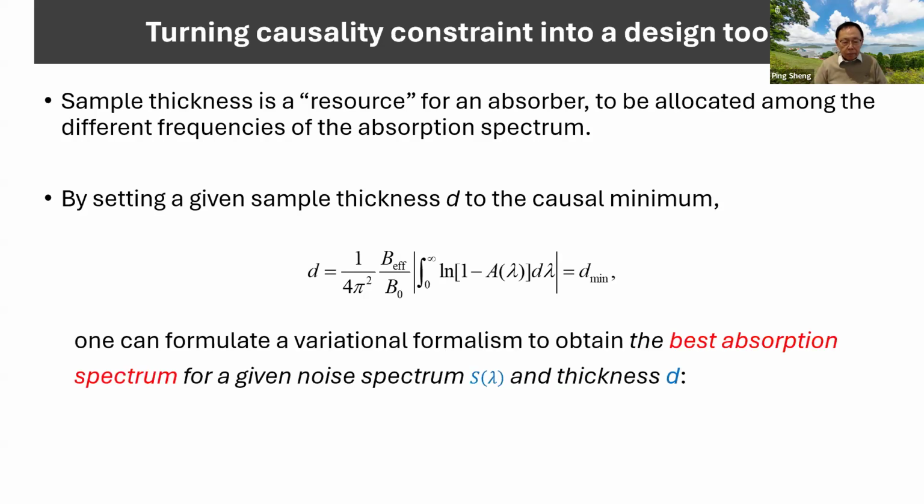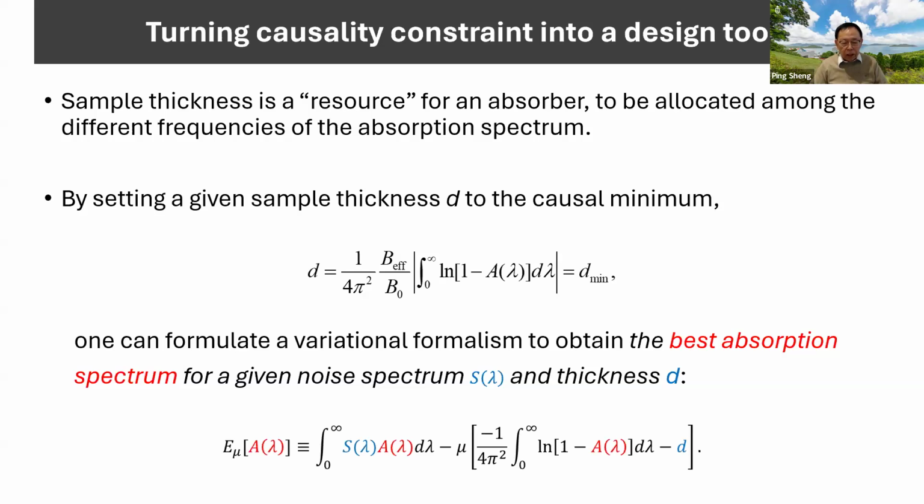we can formulate a variational problem to obtain the best absorption spectrum to absorb a given noise spectrum, S of lambda, with thickness d. So S of lambda and d, they are denoted in blue to mean they are given quantities in the following. So S of lambda does not need to be a noise spectrum to be absorbed. It can mean any target spectrum. So you can view that as a target spectrum to be absorbed.